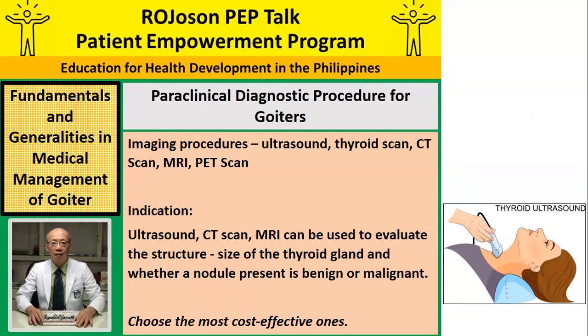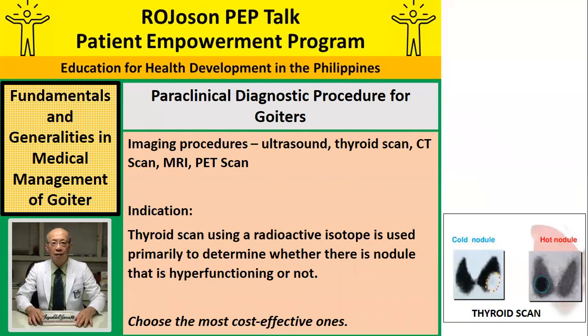Indications: ultrasound, CT scan, and MRI can be used to evaluate the structure, meaning the size of the thyroid gland and whether a nodule present is benign or malignant. Thyroid scan using radioactive isotope is used primarily to determine whether there is a nodule that is hyperfunctioning or not. In this picture, it shows a hot nodule or hyperfunctioning thyroid nodule. So this is information which can be gotten from a thyroid scan.